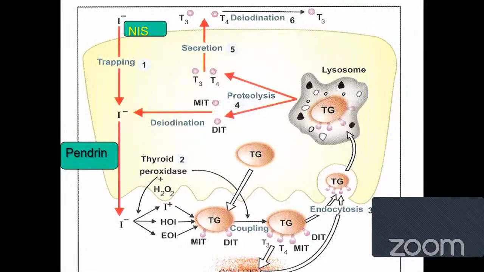This is a diagram which I have taken from KD Tripathi. So you will be getting this diagram over there. Now important constituent of thyroid hormone is iodine. So iodine from the dietary sources, it will be absorbed from intestine, it will be entering into the circulation.